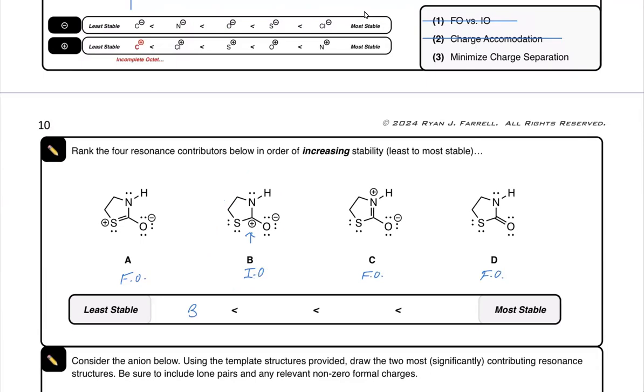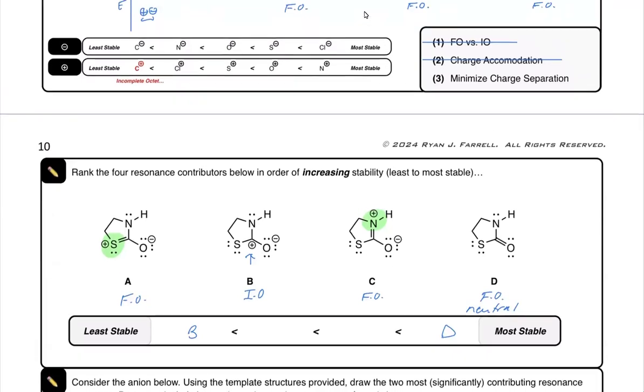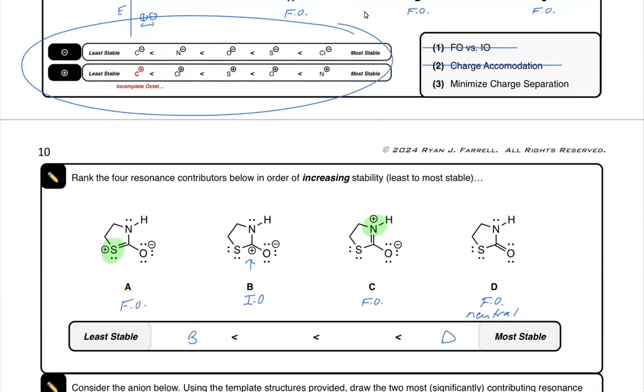Now looking at A, C, and D, which are all full octet, I'm noticing that D is full octet and neutral, whereas A and C are full octet charged. That means that D is more stable than C and A. Then when I'm gauging C and A, I have to look at charge accommodation. There I'm seeing a nitrogen positive versus sulfur positive. Looking back at our cheat here with charge accommodation, notice that nitrogen positive is more stable than sulfur positive. C is more stable than A.